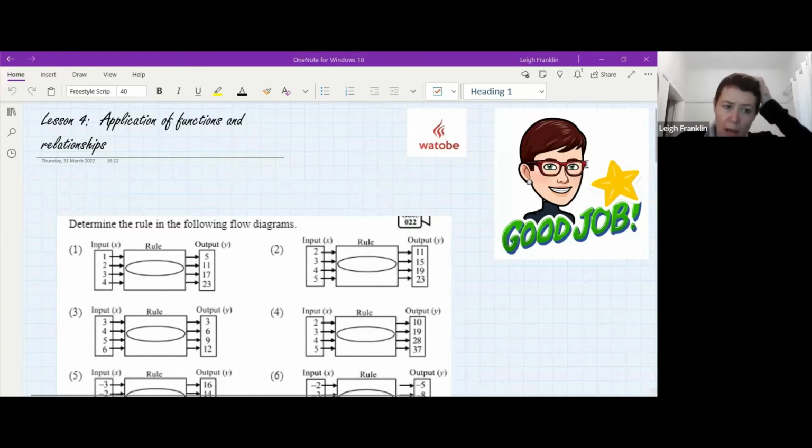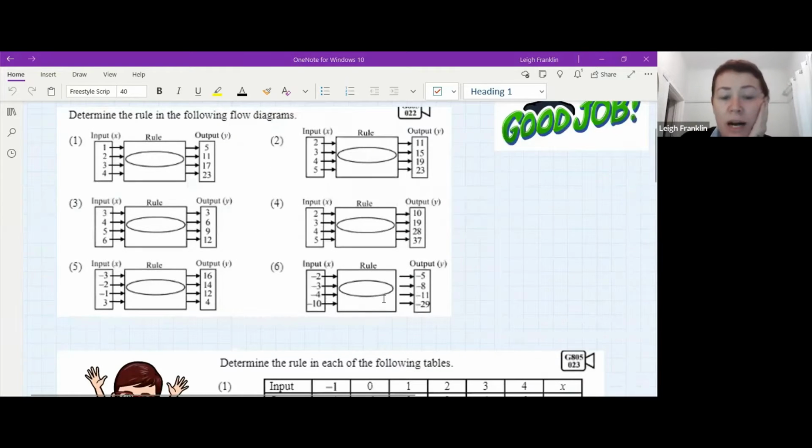Okay, so our last lesson on functions and relationships. So we've all seen flow diagrams before, right? In this case here, what I wanted to give you an opportunity to practice was determining the rule. You've been given a set of input numbers and a set of output numbers, and the first two are really quite easy, but questions 3 and 4 and 5 and 6 are a little bit more challenging.